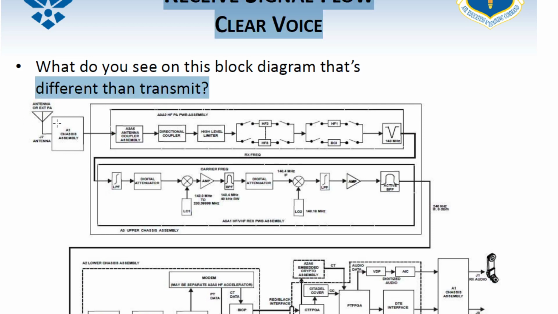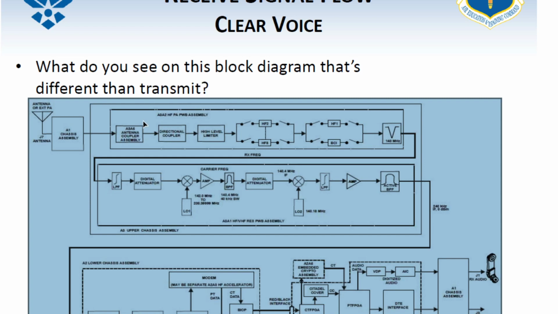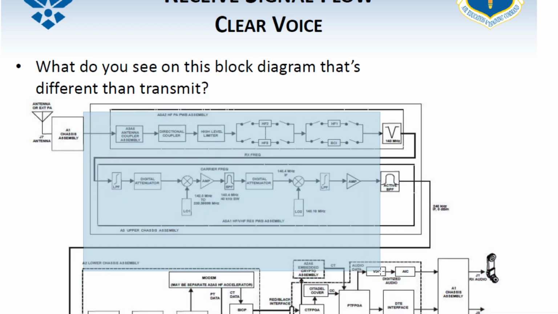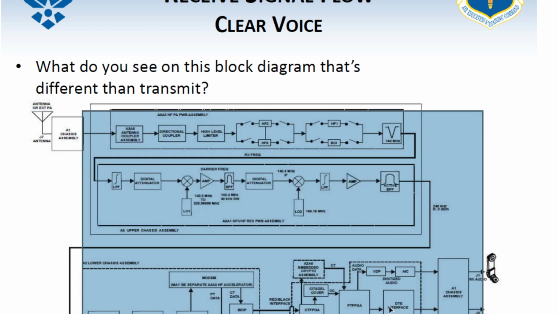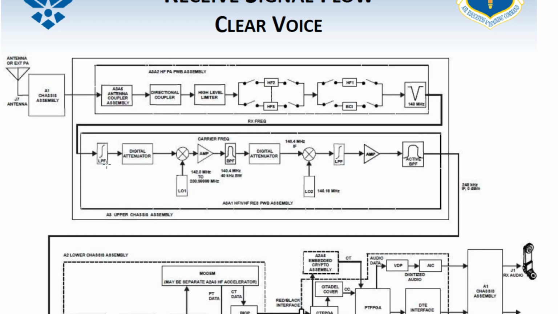Another main difference, we start with the antenna. You guys can see that? Yes, sir. Perfect. One of the other huge differences, the whole thing's reversed. And that's really our big main differences there. The top and bottom modules are swapped, the handset and antenna are swapped, each module's components are reversed, and it has a notch filter.